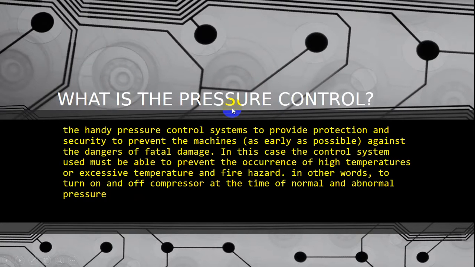What is pressure control? The pressure control system provides protection and security to prevent the machines, as early as possible, against the dangers of fatal damage. In this case, the control system used must be able to prevent the occurrence of high temperature, excessive temperature, and fire hazard. In other words, to turn the compressor on and off at the time of normal and abnormal pressure.